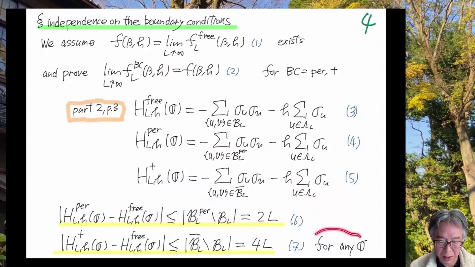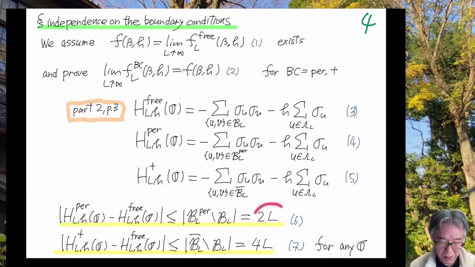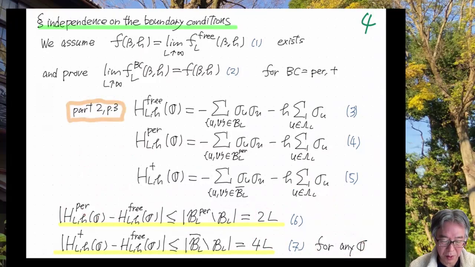So for any sigma, we have this thing, and you notice that these are of course not small, and if L is larger and larger, these are very large differences. But recall that these things are sums over all these interactions. So roughly speaking, they are of order L squared, and the difference is of order L. This means that the difference may be large, but relatively it's very small. That's the main physical idea for the proof of the independence of the limit on the boundary condition.